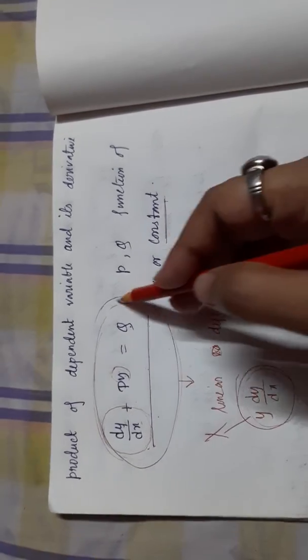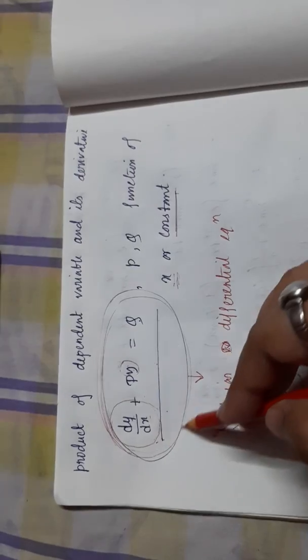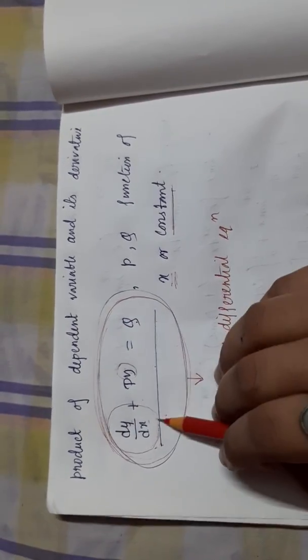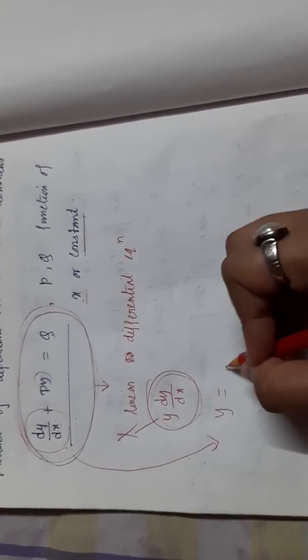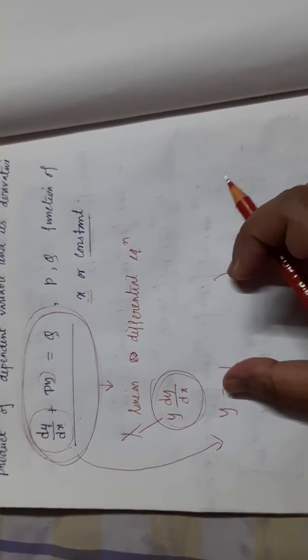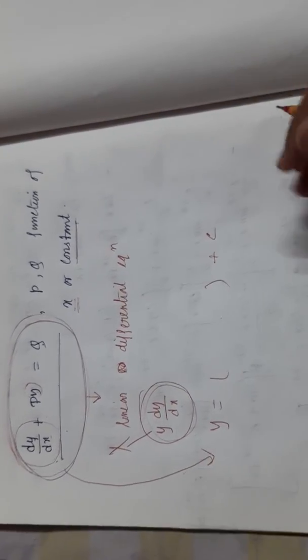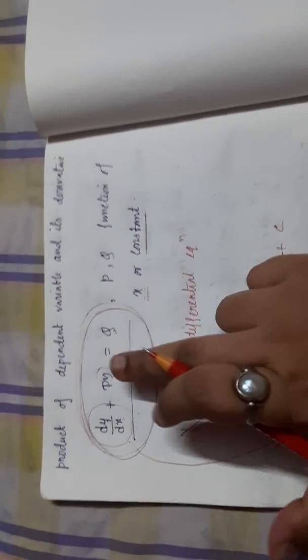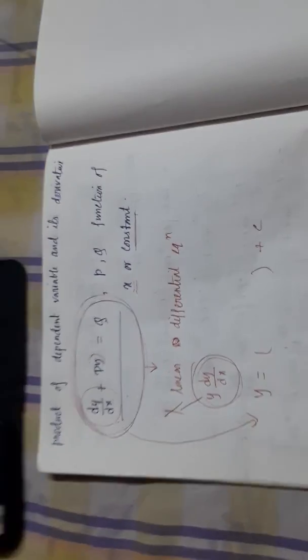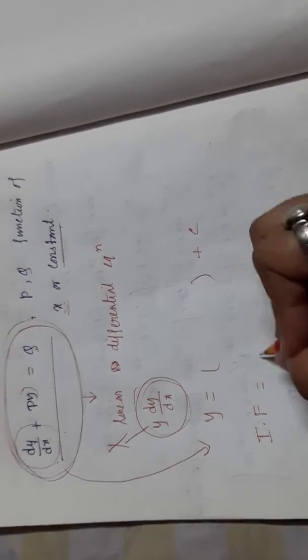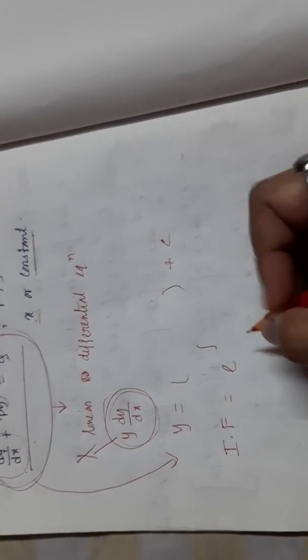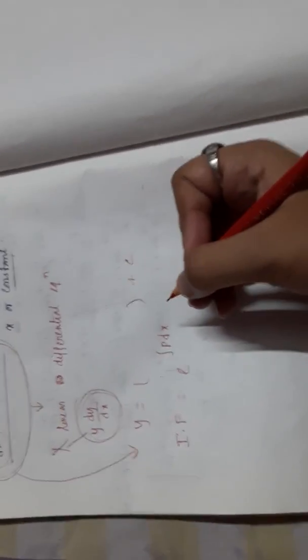Now we have to solve this linear differential equation. The solution of this linear differential equation is y equals some function of x plus some constant. This is the solution of this differential equation. For this, first we have to calculate the integrating factor. The integrating factor is e to the power integration p dx.